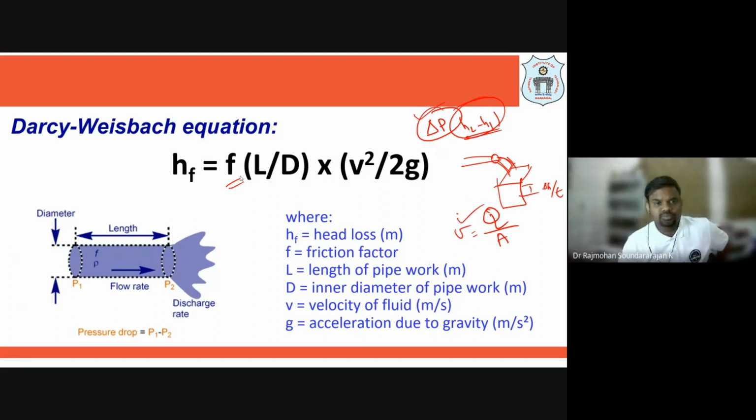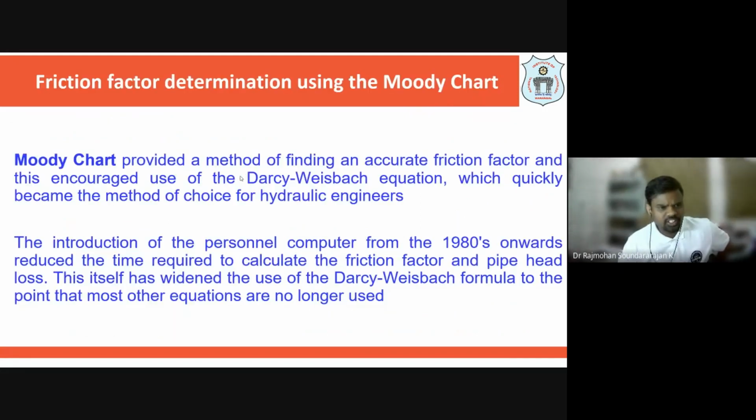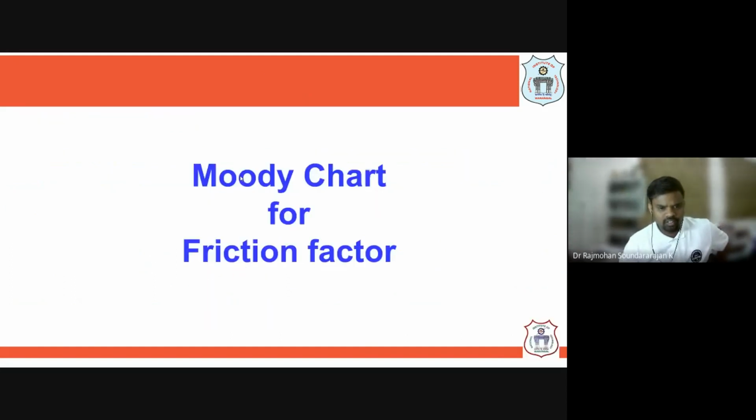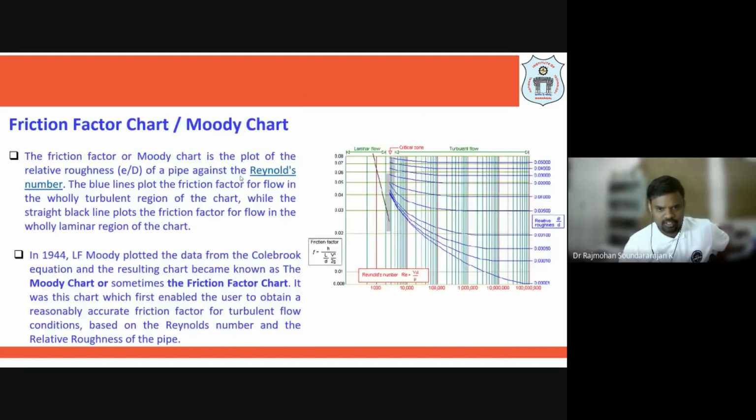Mridusmitha. Okay, so this chart is called the Moody chart. It is a method of finding the accurate friction factor value, which can be used in the Darcy-Weisbach equation. Mostly hydraulic engineers, civil engineers, and chemical engineers make use of this Moody chart, where we are directly determining the values.